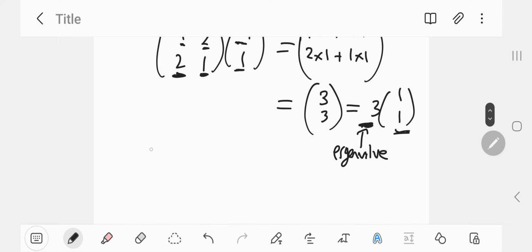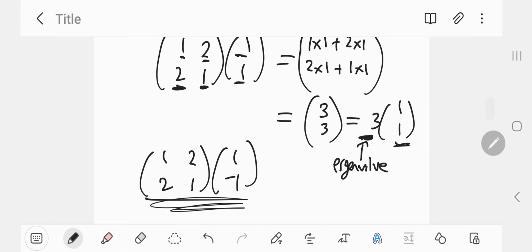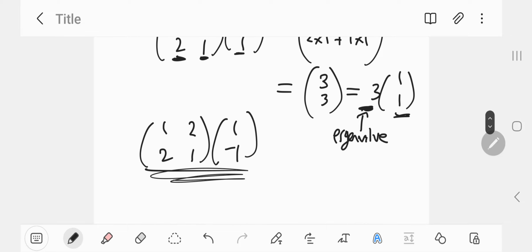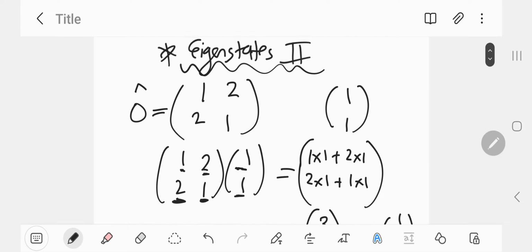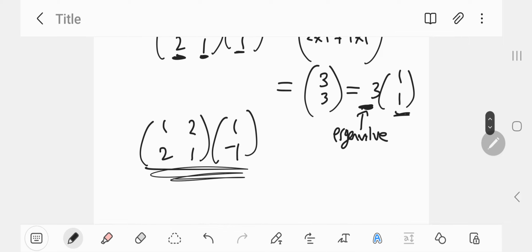Right, now as an exercise, try and determine the eigenvalue and eigenvector of the following operation. Okay, it's the same process that I've done before. So that's the idea of eigenvalues and eigenvectors.